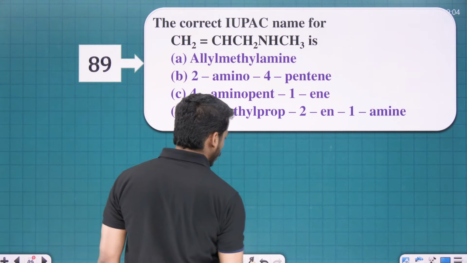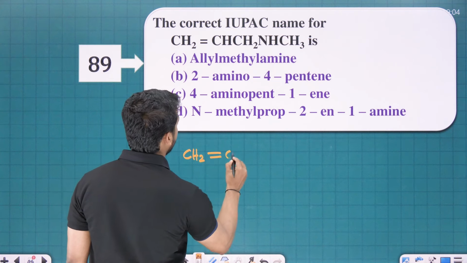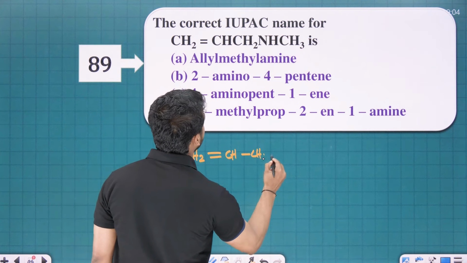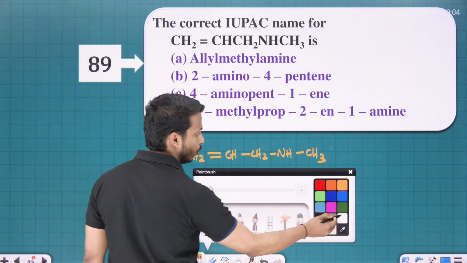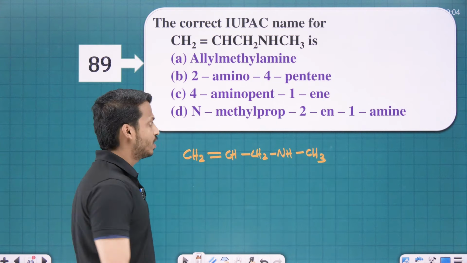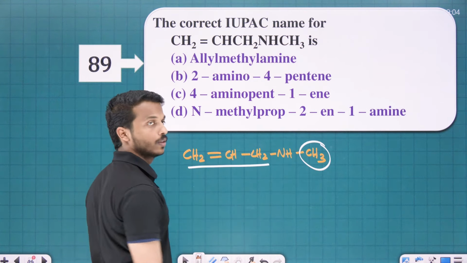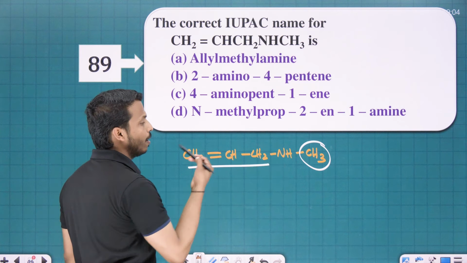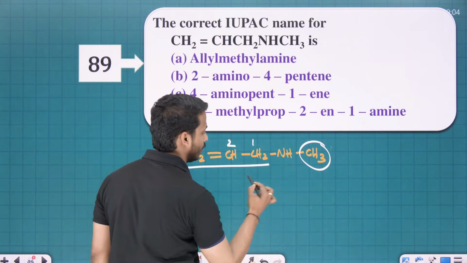What is the correct IUPAC name of the following amine? CH2 double bond CH single bond CH2 single bond NH single bond CH3. Right? Start, all of you. Where is the biggest chain on nitrogen? This side. So prop is the parent chain. So this is the branch. Amine is there, double bond is there. Amine has more priority. So 1, 2, 3. We can start N-methyl.